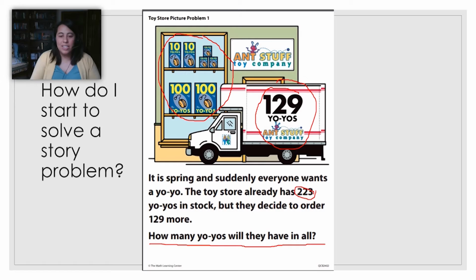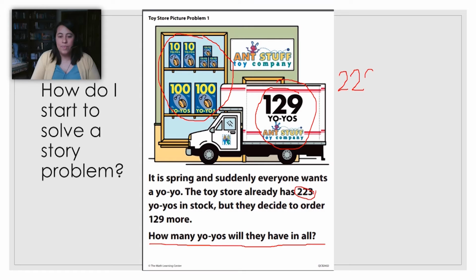Now I'm going to try and take what I learned from the story and put it into an equation so that I'm able to solve the question and answer the end of the story. Let's see, since they're asking how many yo-yos they will have in all, I feel like we're combining what's in the truck and what's in the store. We're adding them together, so I think this will be an addition equation.